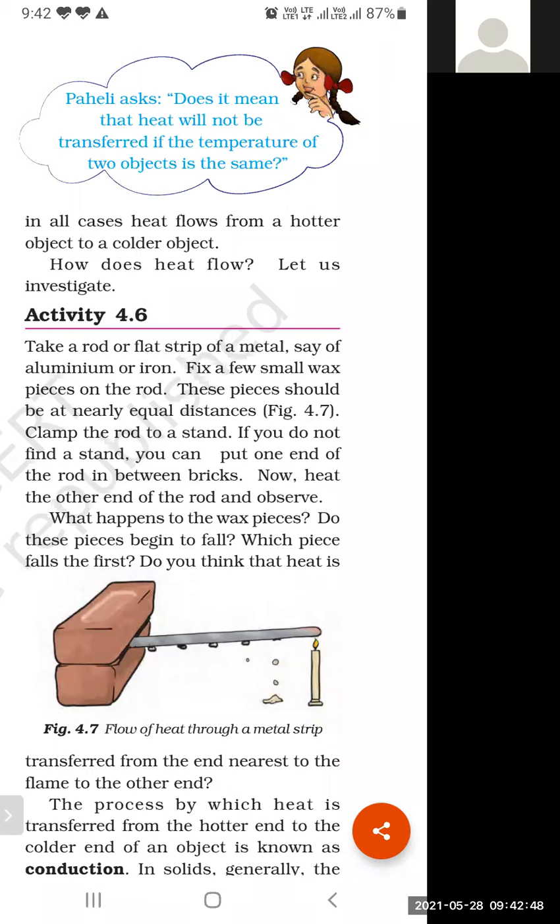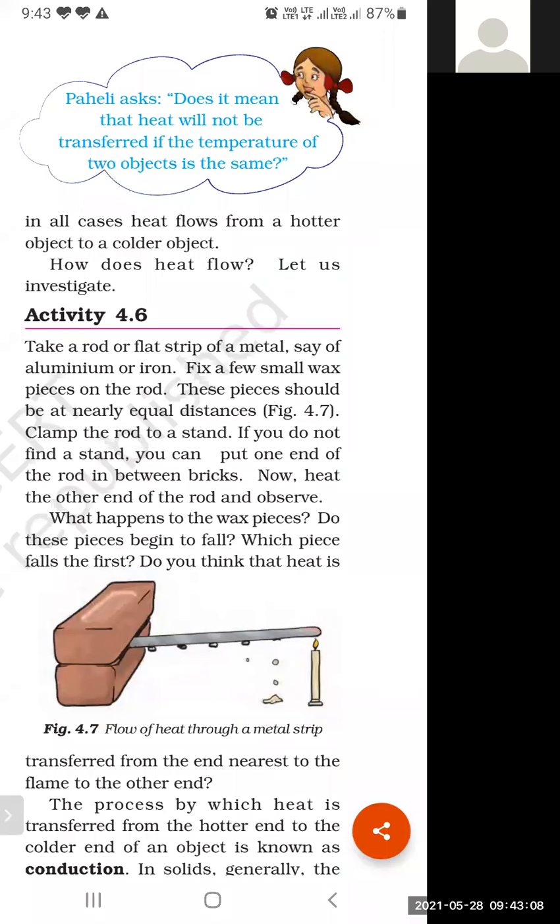Let us perform an activity. Activity 4.6. Take a rod or flat strip of a metal, say aluminum or iron. A rod made up of aluminum or iron. Fix a small wax piece on the rod.